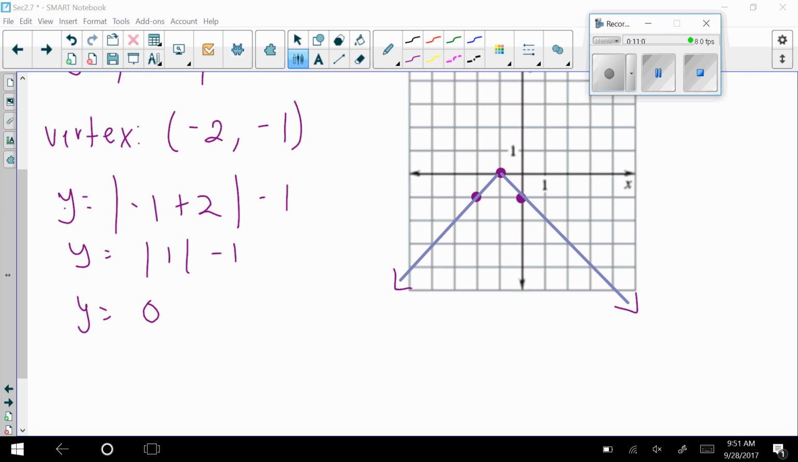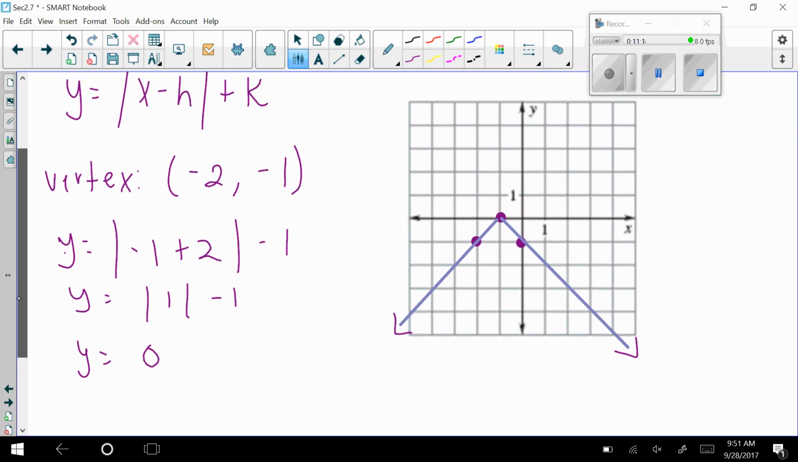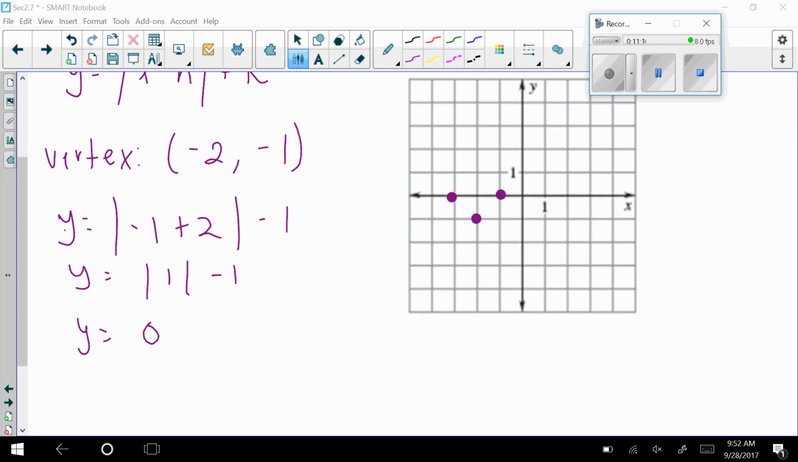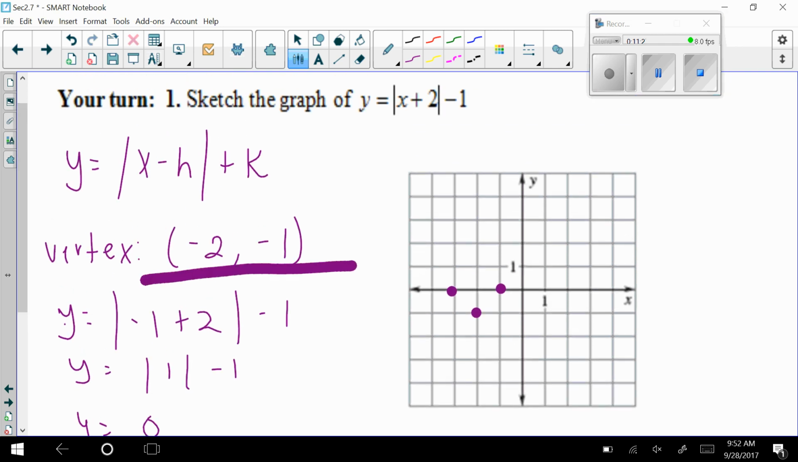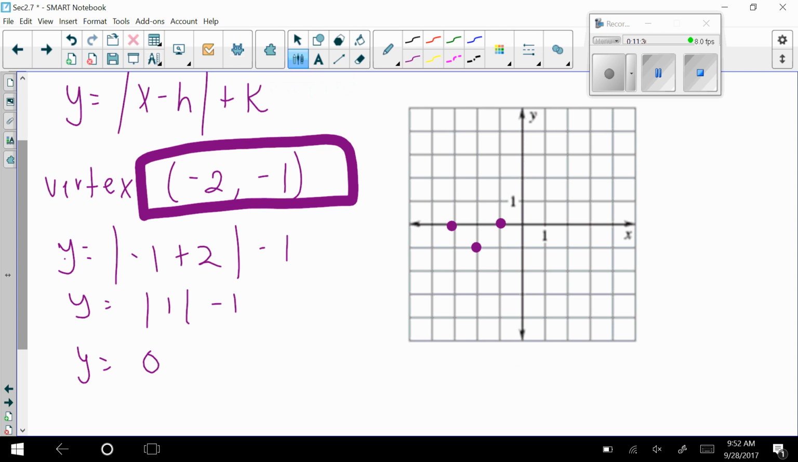My vertex, again, is when x is -1, oops. Just realized I made a mistake, so I had to clear out my lines. My vertex actually is when x is -2, y is -1. So here's my vertex that I labeled up here, (-2, -1). And then my second point that I graphed was when x is -1, y is 0.